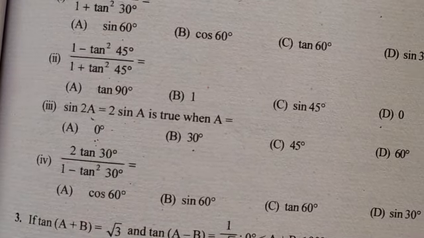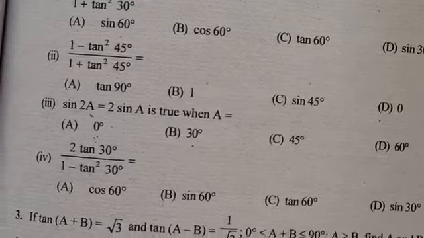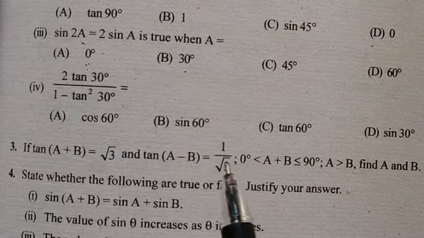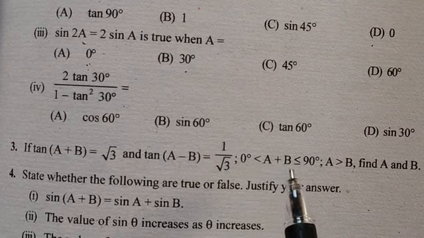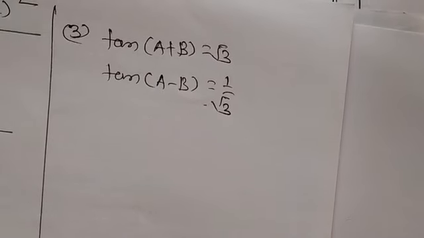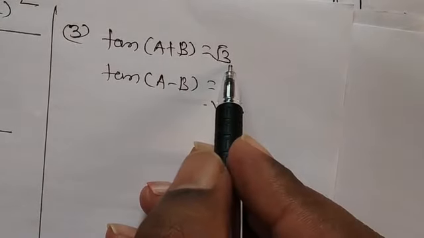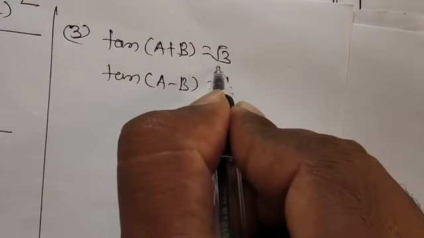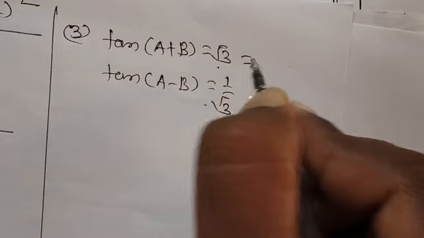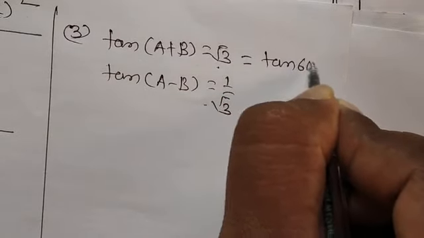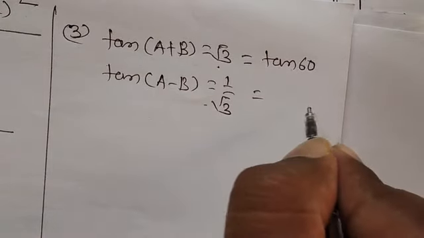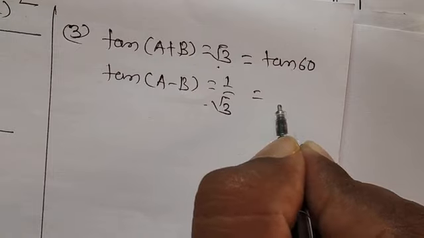Same, number 3, if tan of a plus b is equal to root 3 and tan of a minus b is equal to 1 by root 3, obviously a plus b is acute, a is greater than b, find the value of a and b. Solve it. As tan a plus b is equal to root 3, when does root 3 come in the table? That is tan of 60. Then 1 by root 3, when does it come in the table? Its answer is tan 30.